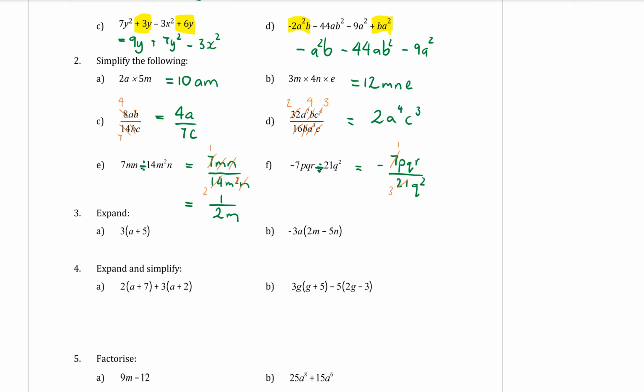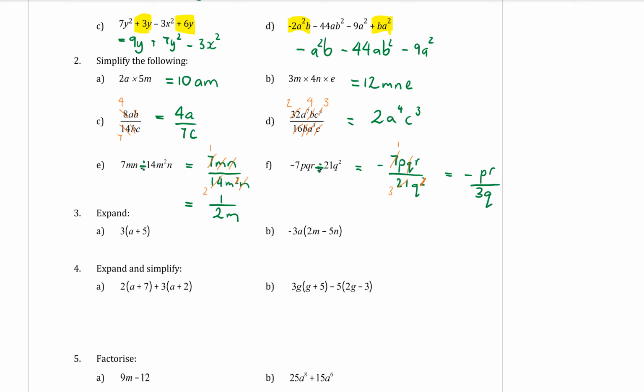I can cancel the q's. I have 1 on the top and 2 on the bottom. So cancel the 1 on the top with 1 of the ones on the bottom. Cancel off that power and there'll still be a q on the bottom. All right, writing down what is left. I have a minus. I have a q, a p and an r on the top, and I have a 3 and a q on the bottom.